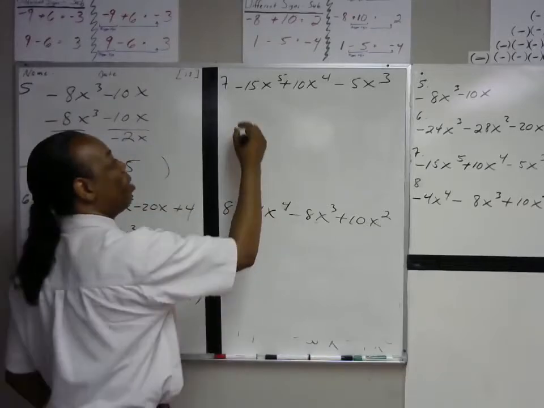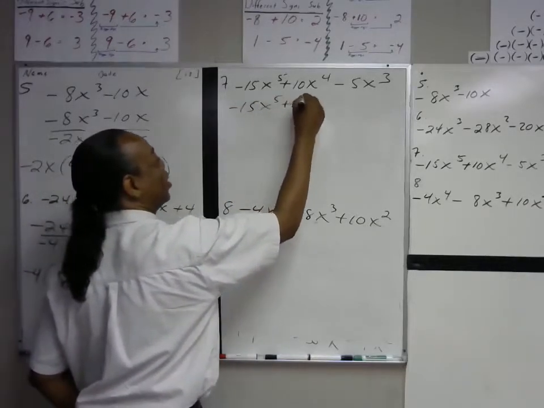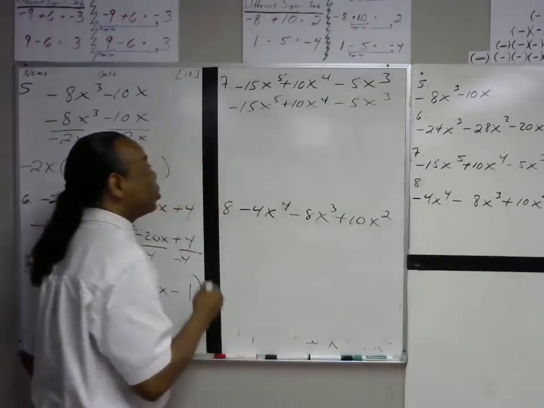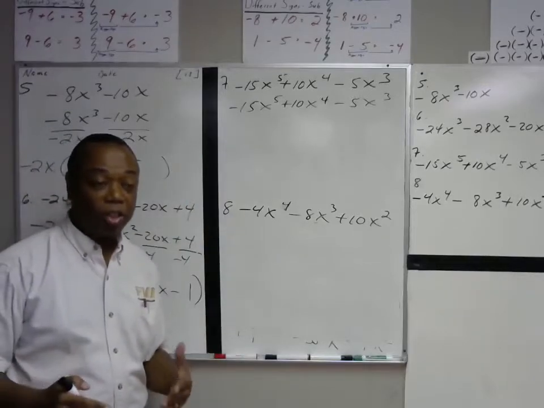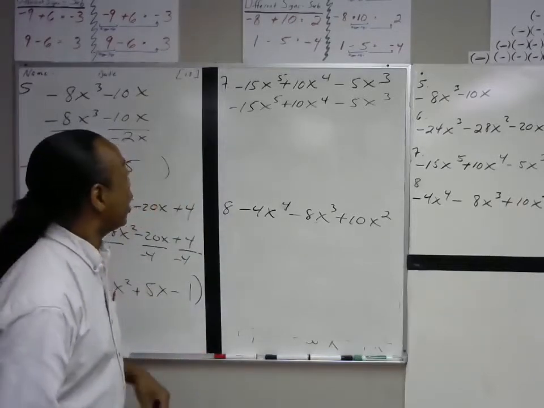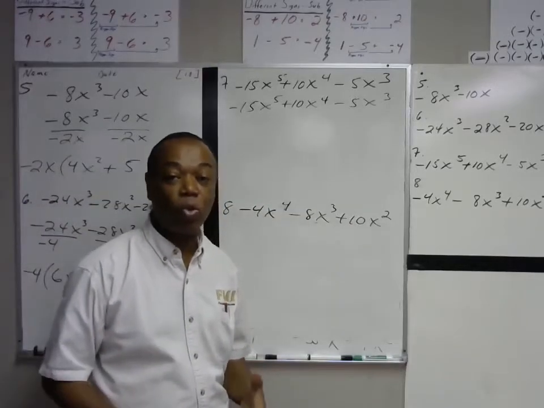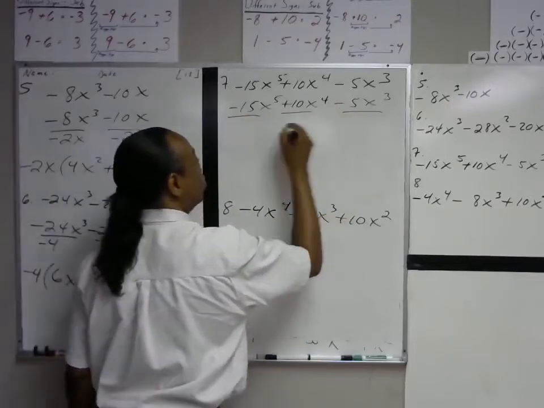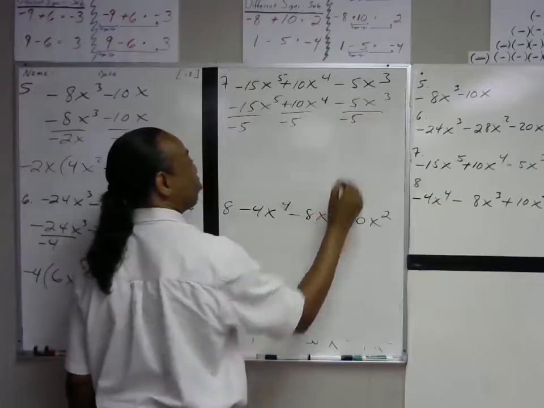So let's repeat the problem here, preserving the integrity of the original problem. Okay, so this one does lead with a negative, so all our GCFs are going to have negatives. And we have a 15, 10, and 5, and the greatest common factor for those will be 5. So -5, -5, and -5.